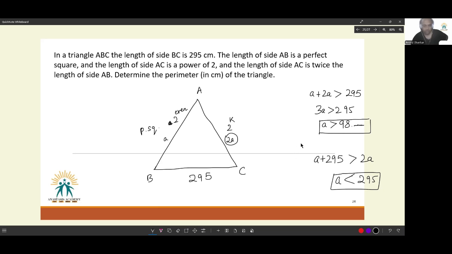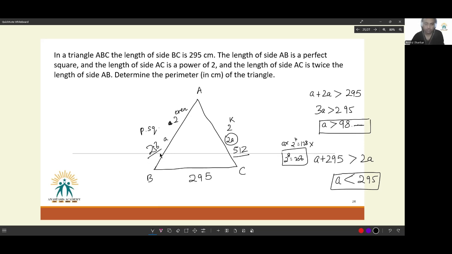In this range, powers of 2 that exist are 2 raised to the power 7, which is 128. This cannot be A because A has to be 2 raised to an even power. 2 raised to the power 8, which is 256. And this is it. These are the only two numbers lying in this range. So A is this. So this side is 256. This side is double of that, so this will be 512.